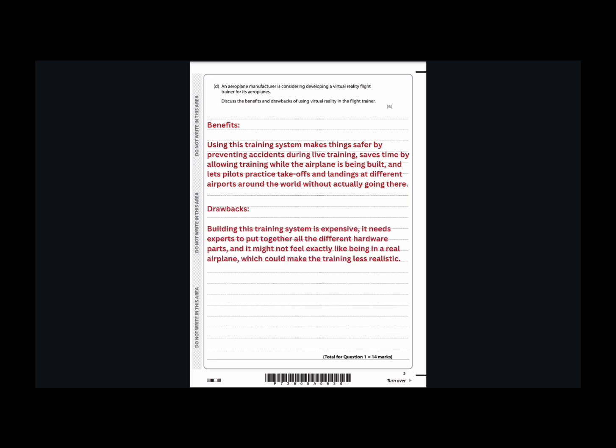Then it comes to the drawbacks. The drawbacks are that building this training system is really expensive. It needs experts to put together all the different hardware parts, and it might not feel exactly like being in a real airplane, which could make the training less realistic. So these are the advantages and drawbacks, and this is the end of question number 1.